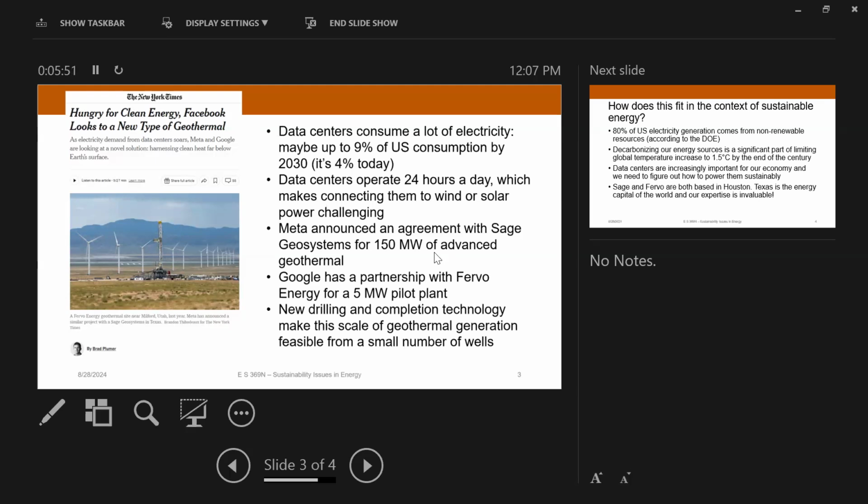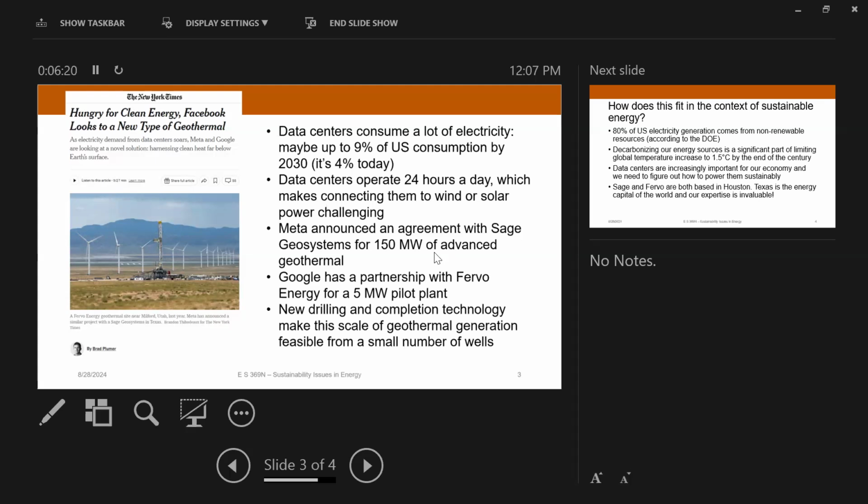And so geothermal and nuclear right now are really the only two technologies that can offer that with low to zero carbon electricity. So let's see, the article, well, no, actually not, the article wasn't about this, but previously Meta, no, this was what the article was about. I'm confusing that with Google, sorry. So in this article, they say Meta just signed an agreement for 150 megawatts of advanced geothermal to power some of their data centers. They signed this agreement with a company called Sage Geosystems.